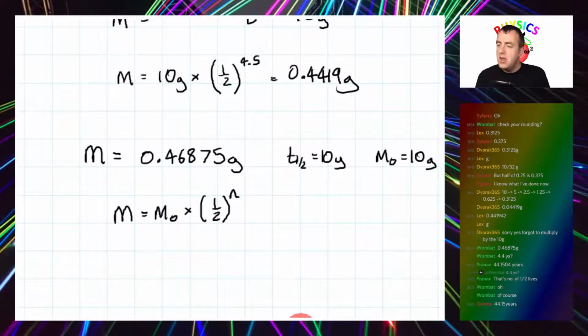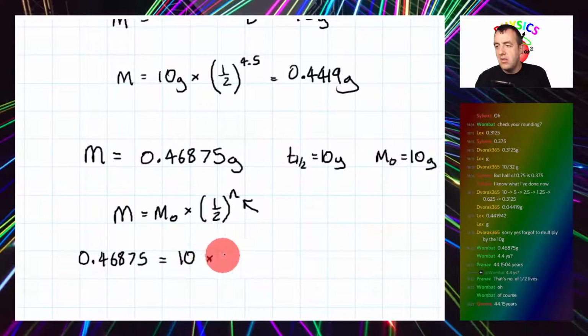So this is what A-level students might have done. They've rearranged the equation in order to calculate n. What we could do is just put numbers in here, which is going to make it a little bit nicer for GCSE students to look at. The new mass equals the original mass times this factor. The new mass is 0.46875 grams, which equals the old mass, 10 grams, times a half to the power of n, or I could call that 0.5 to the power of n.